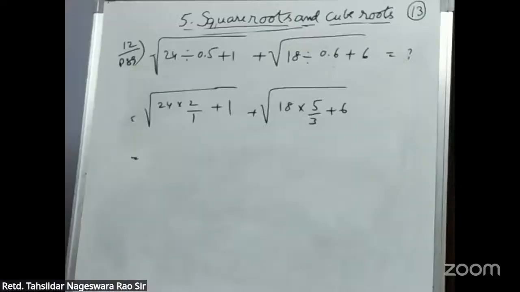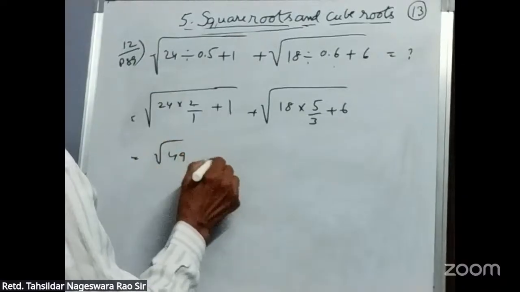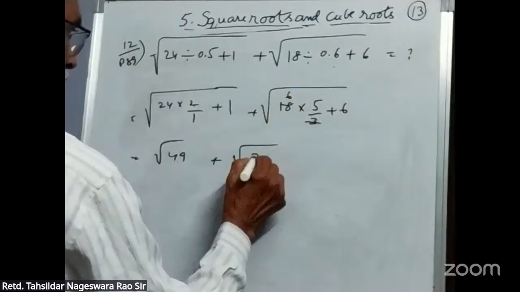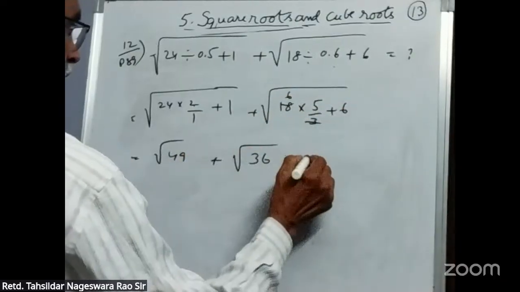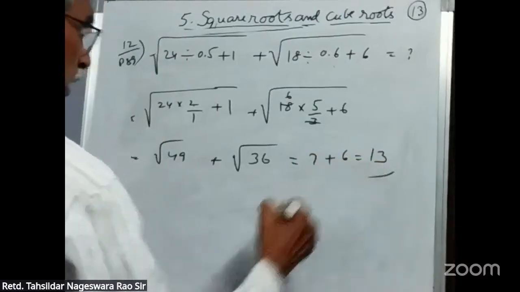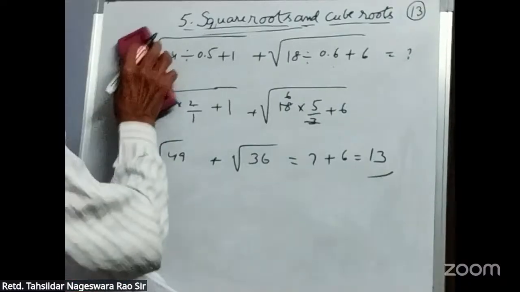48 plus 1, 49. This one, 30 plus 6, 36. Root of 49 is 7, root 36 is 6. Answer is 13. Next question.